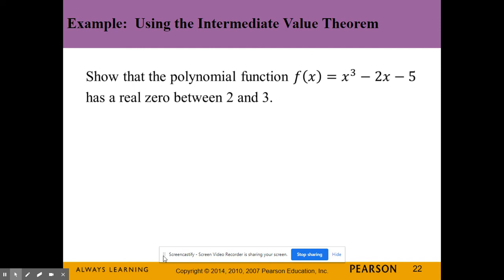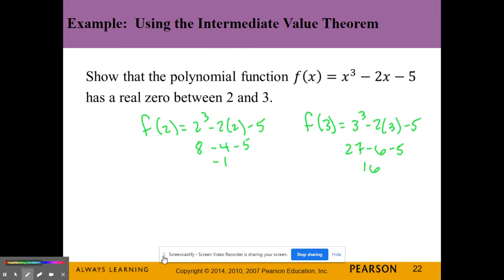So here's an example that I want you to try on your own. Pause, and then come back and I can go over the answer with you. So f of 2 evaluates to -1 and f of 3 evaluates to 16. So they are opposite signs, so there is a zero between 2 and 3.